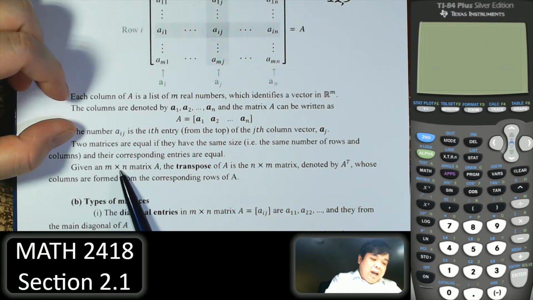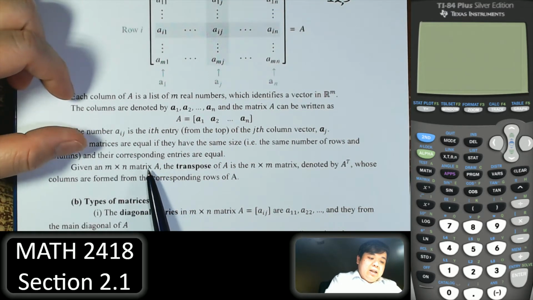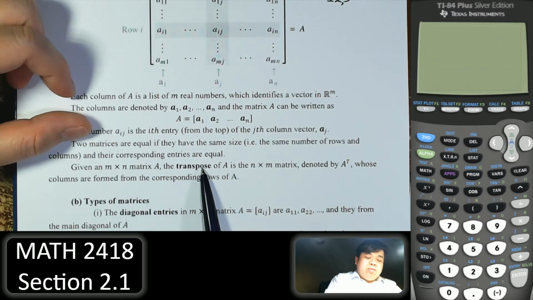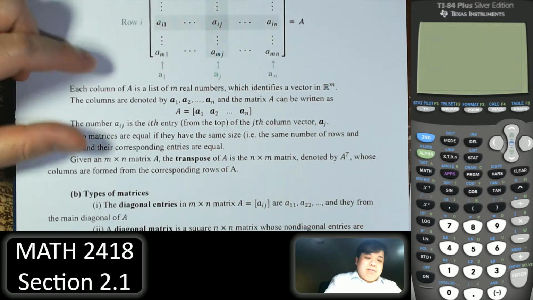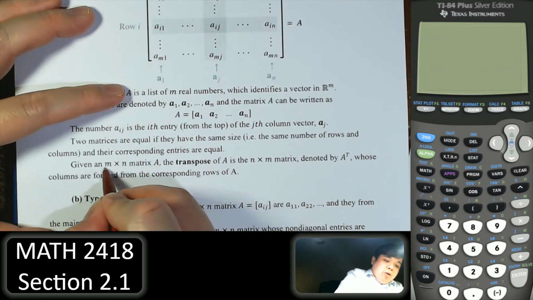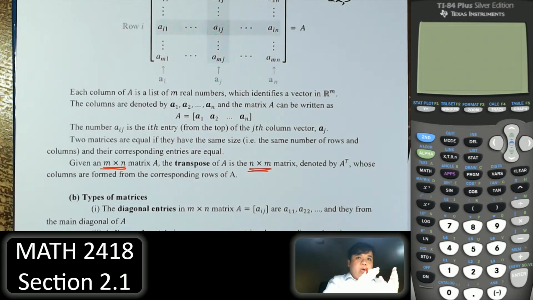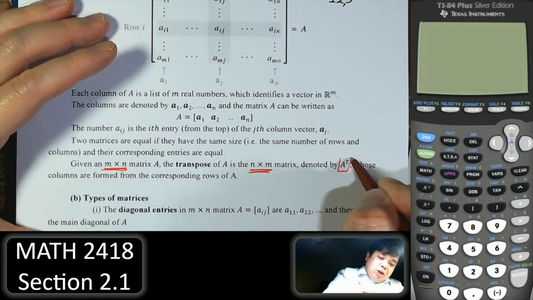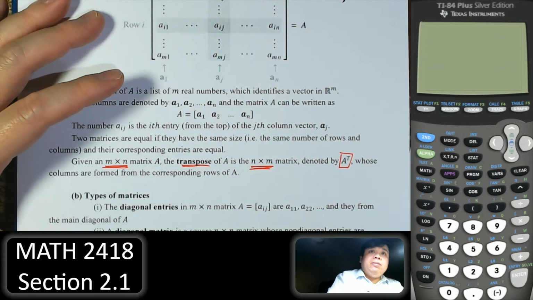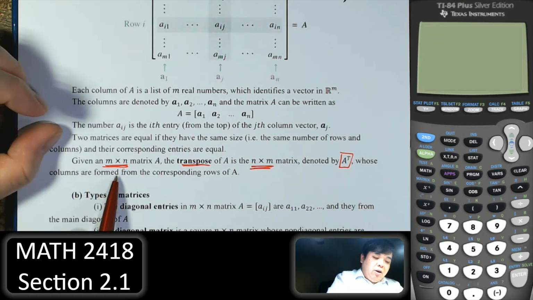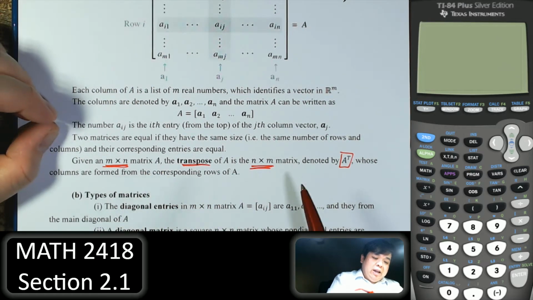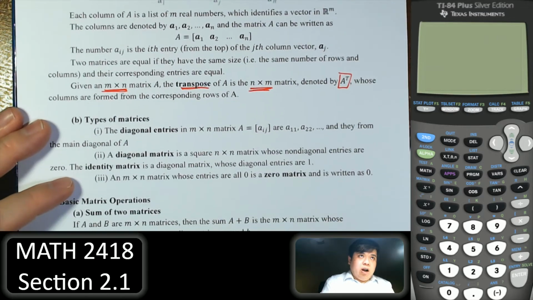Given an m by n matrix A, the transpose of A is an n by m matrix. So we transpose from m by n to n by m, meaning the rows become columns and the columns become rows. We denote it as A transpose, whose columns are from the corresponding rows of A. So we just switch the rows to the columns.